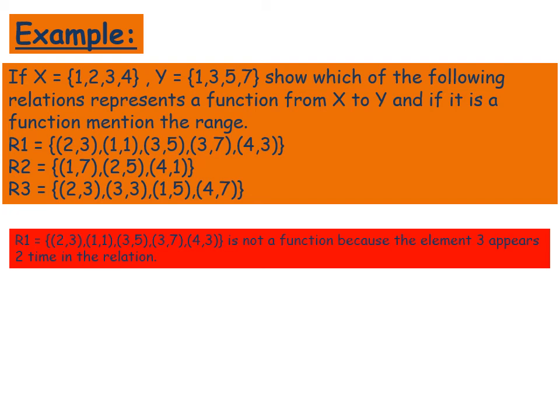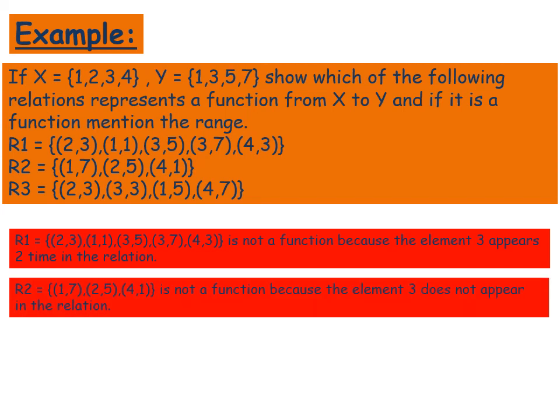What about R2? R2 contained (1,7), (2,5), (4,3). R2 doesn't have an ordered pair with first projection 3. When I said that every element in x must be connected once, the word every doesn't hold here because 3 doesn't exist as a first projection. So R2 also is not a function because the element 3 doesn't appear in the relation.